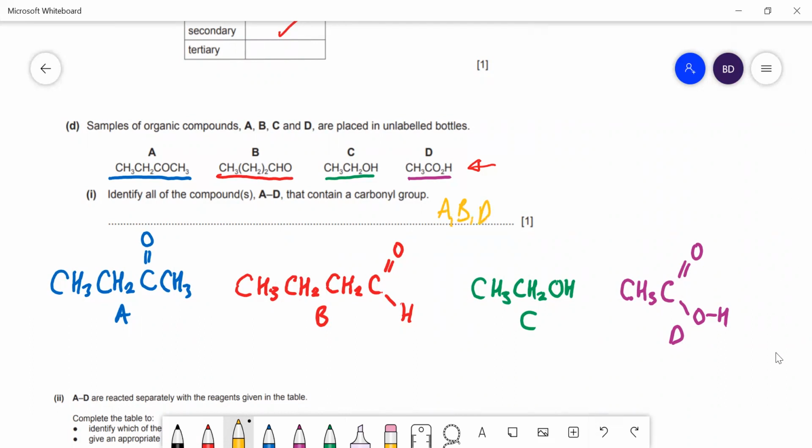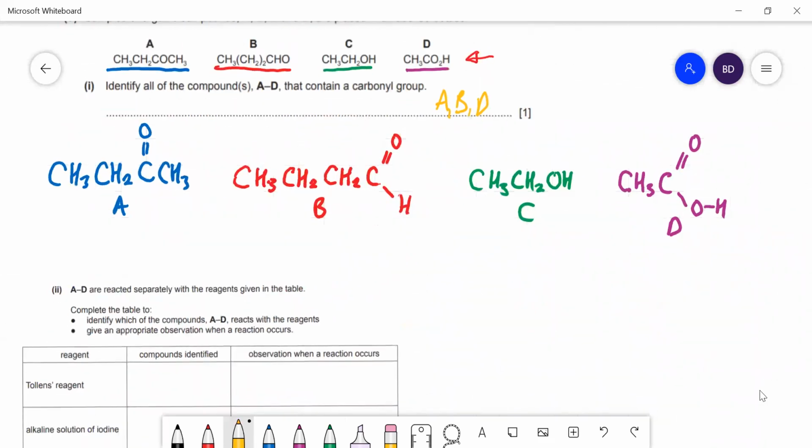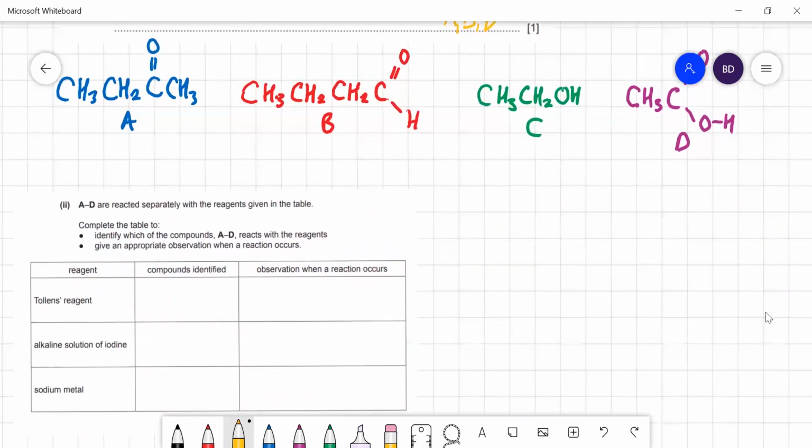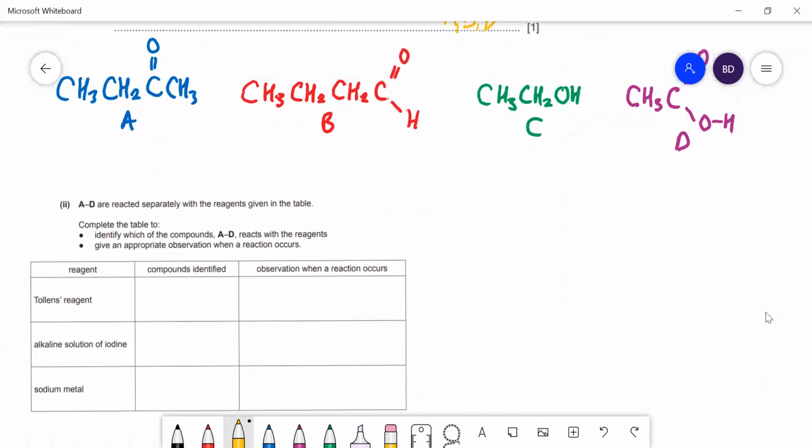Right, A to D are reacted with the reagents given in the table below. Complete the table. Identify which of the compounds react with the reagents and give the observations. So let's think about the first one, Tollen's reagent. That will identify aldehyde groups. And the only one of those that's got an aldehyde group is B.